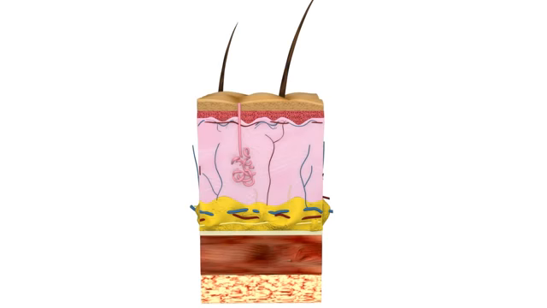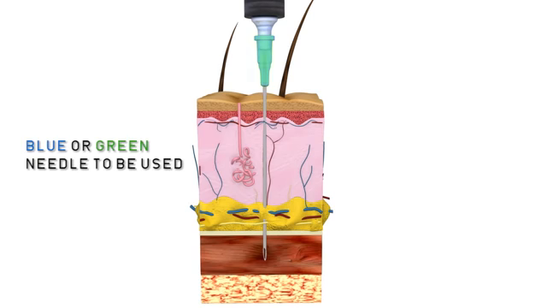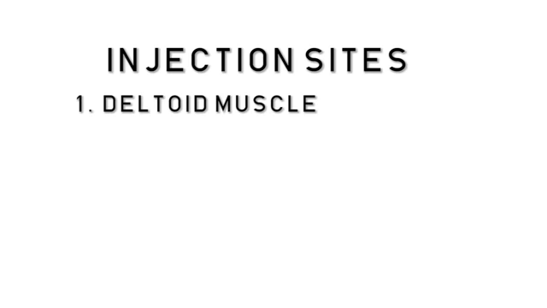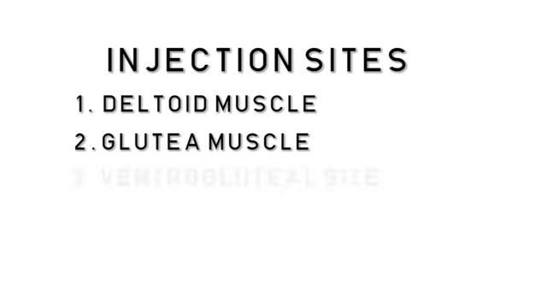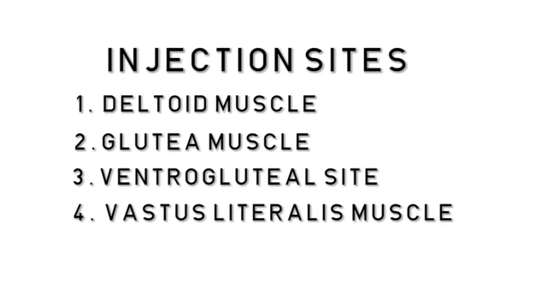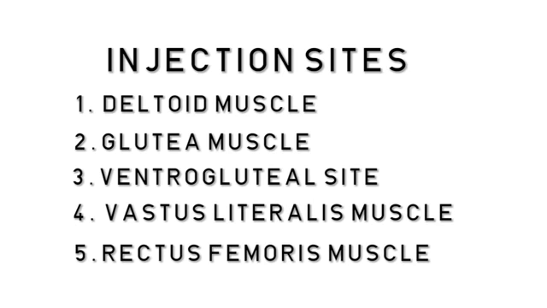The intramuscular route is used when a rapid systemic action is required. The nurse must consider whether a blue or a green needle should be used to access the muscle of this patient without hitting the periosteal layer of the bone. The intramuscular injection can be injected on 5 sites: on the deltoid muscle, the gluteal muscle, the ventrogluteal site, the vastus lateralis muscle and the rectus femoris muscle.